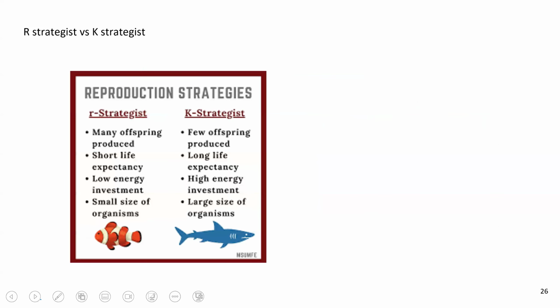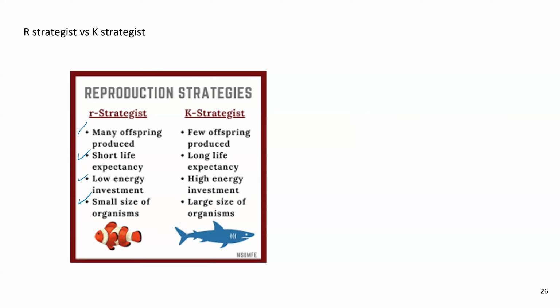Here we have R strategists versus K strategists again. So again, we said R strategists, or type 1, have many offspring. They don't live long. Their organisms are usually small. And they don't have to invest a lot of their energy to create their offspring, in a relatively short period of time.